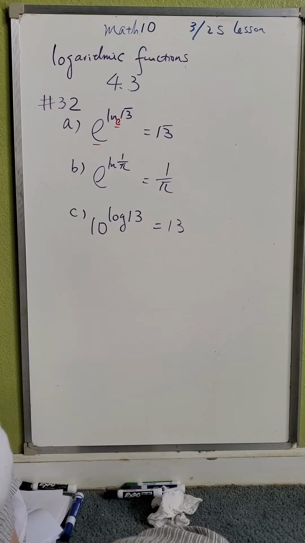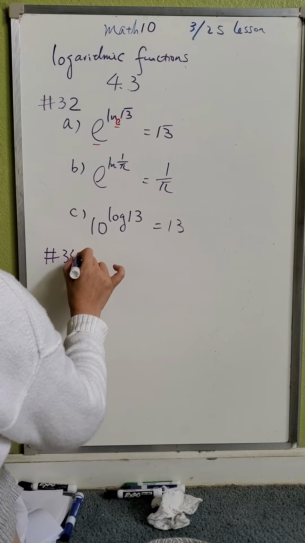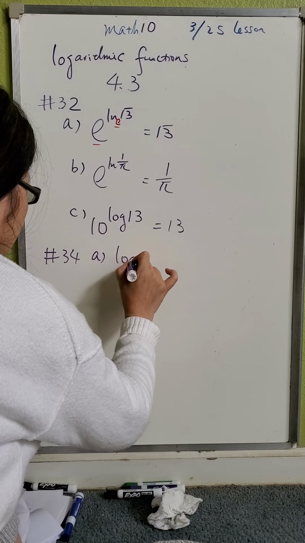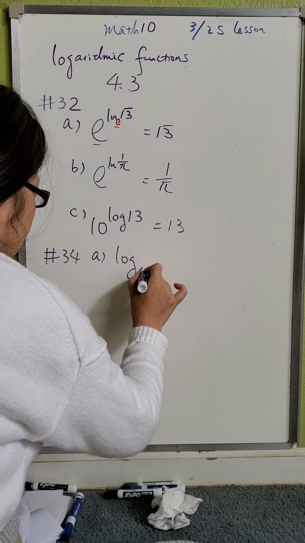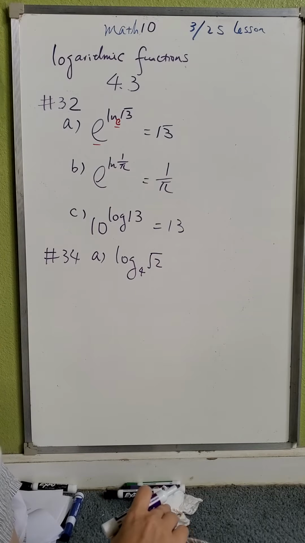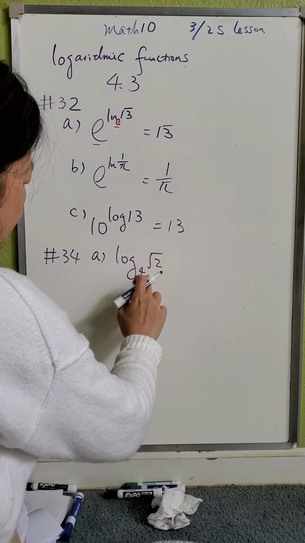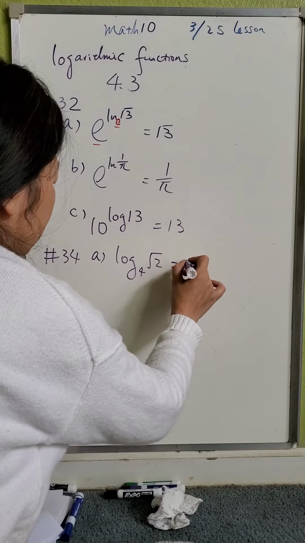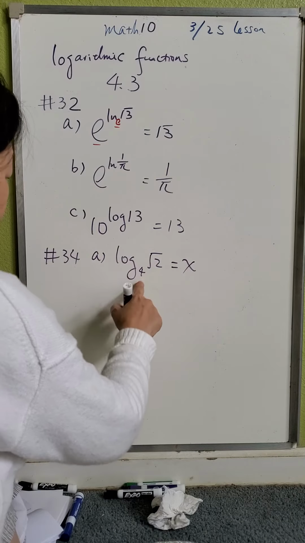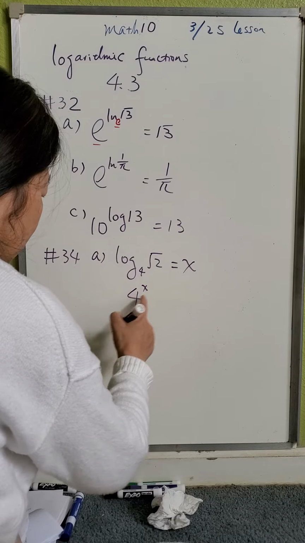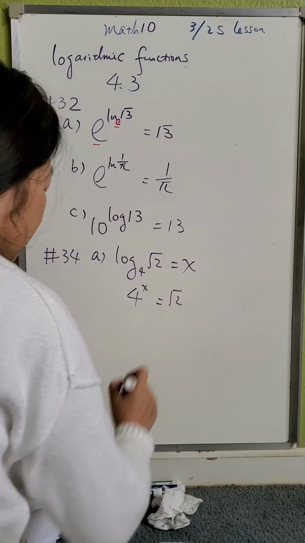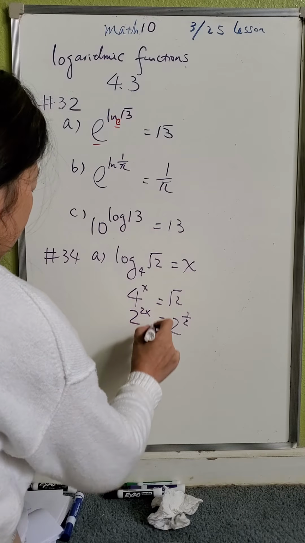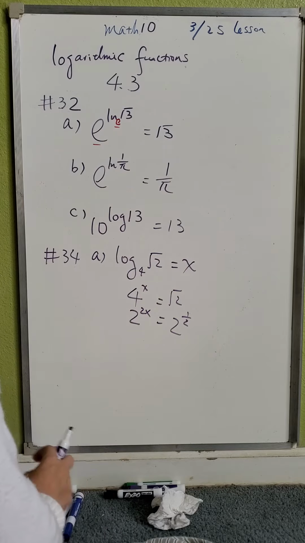Let's try another one, number 34. We just need to practice a lot. For 34A, we have log base 4 of square root 2. Again, you can't tell what it is. They're not the same here, and we don't want to waste time figuring out how to make them the same, so I'm just going to set it equal to x. Now the little base becomes the big base. So 4 to the x equals square root 2, which is 2 to the 1/2. Make this 4 become 2 squared. Once they're the same base, you can take it away.